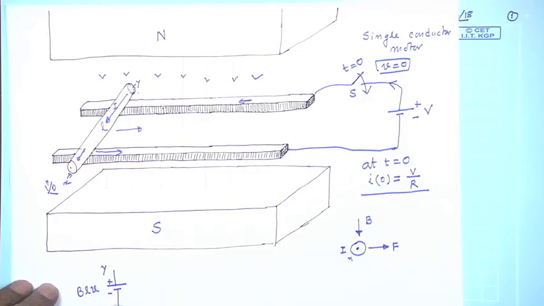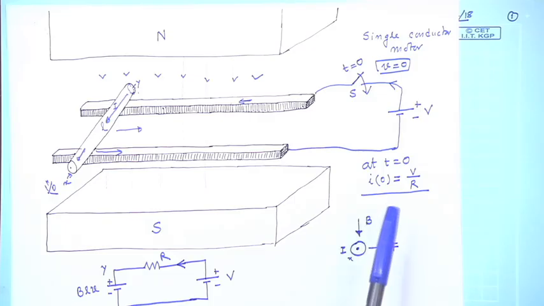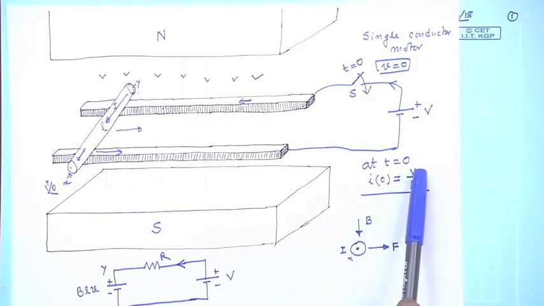How do I get this? By applying the right hand rule. Suppose the resistance of the whole network I show by R, and here is a battery, V the supply voltage, and this is the direction of the current. Therefore, the current which was flowing at t equal to 0 minus was equal to V by R.